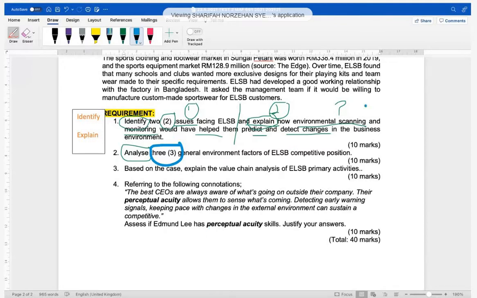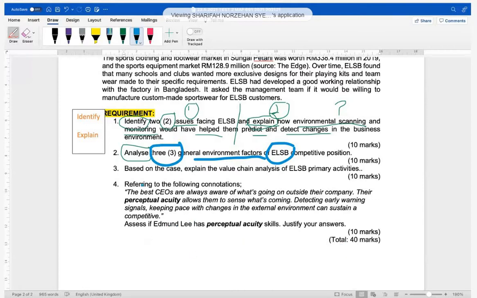All these answers must relate to the case. Don't just answer generally. No, it has to relate to the case. Whatever factors you want to put here, they must appear in the case. Then only you mention it here. Even if that's a general environment factor, if it's not affecting them in this particular case, you don't put it in. You only put in those related to ELSB. It has to be contextual in this sense.